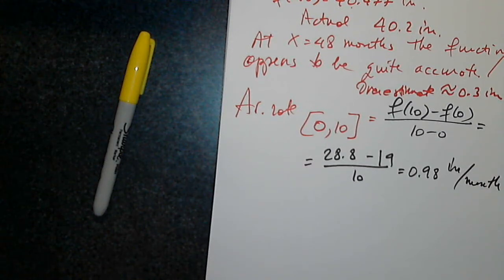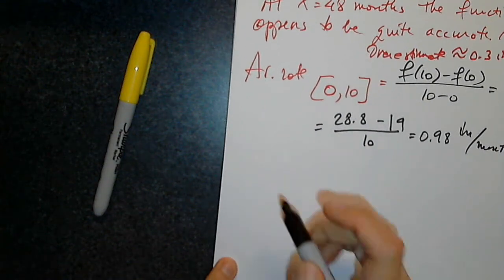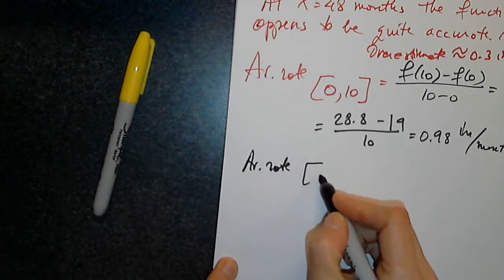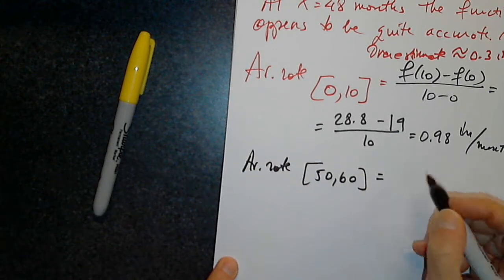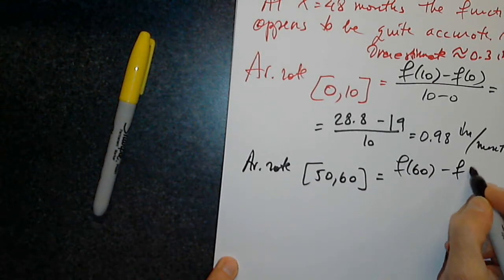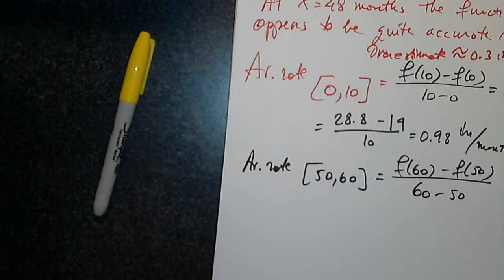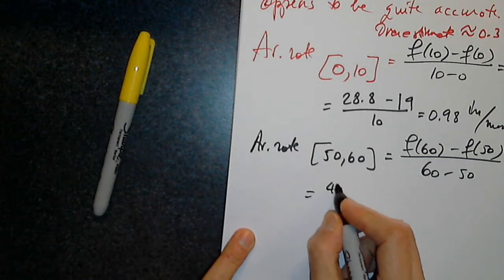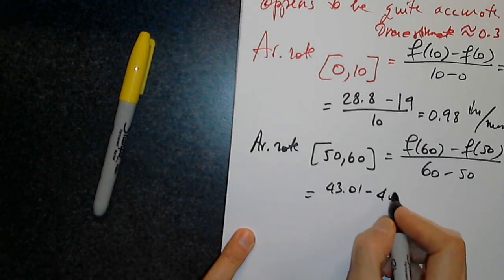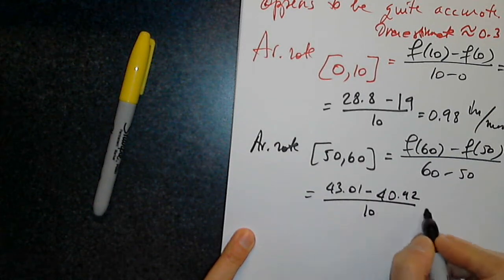Repeat part C between 50 and 60. So now I have the average rate between 50 and 60. So this will be f of 60 minus f of 50 over 60 minus 50. I don't have these numbers. I go back and I plug them in. I plug in 50. I plug in 60. And I write 43.01 minus 40.92 divided by 10.